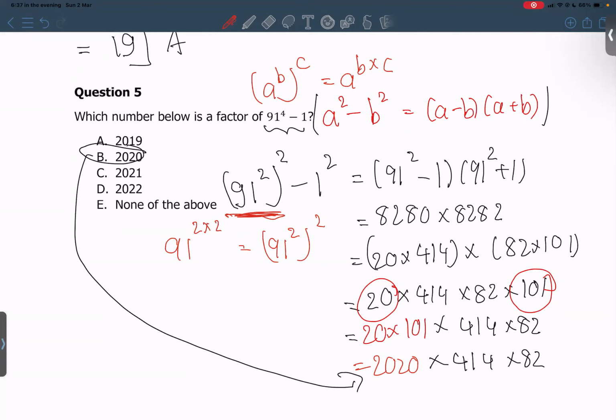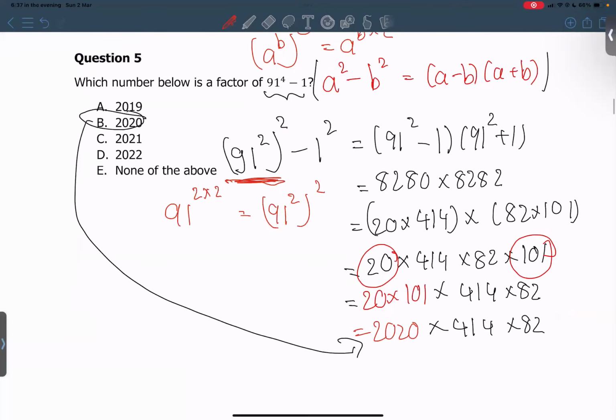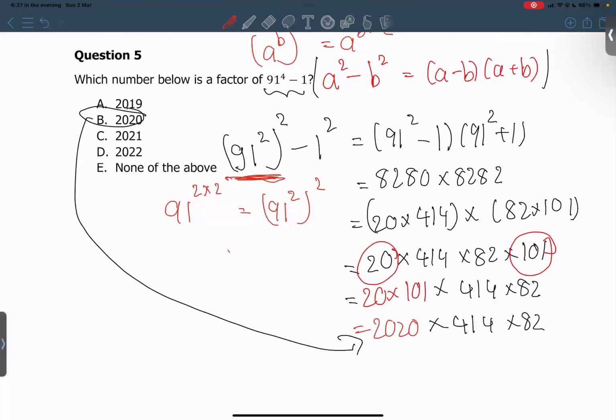In the exam, we are not allowed to use calculators, but for 91 squared, you can simply calculate it using normal operation, and you can get the answer by just -1 or +1 at the end.